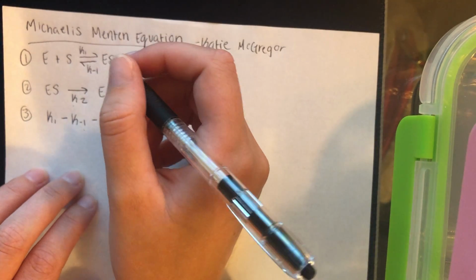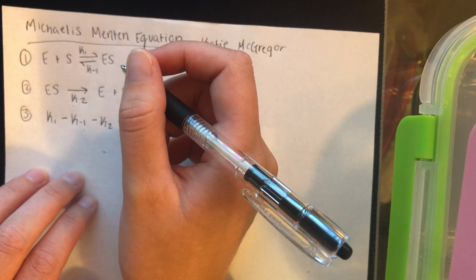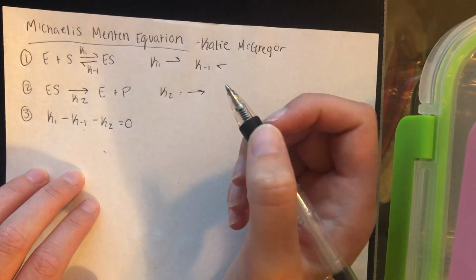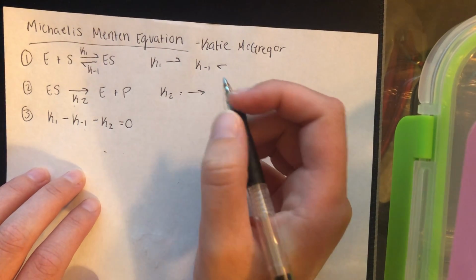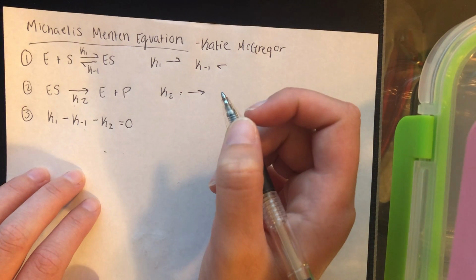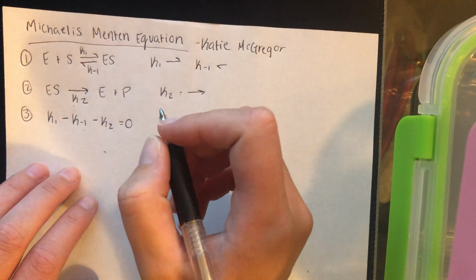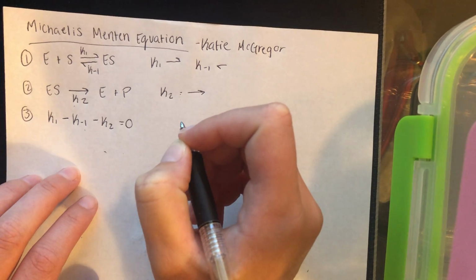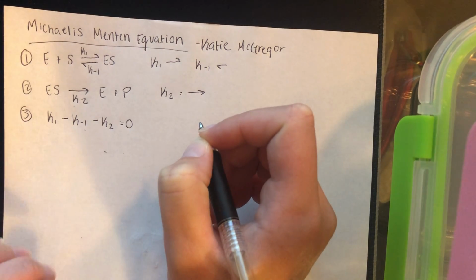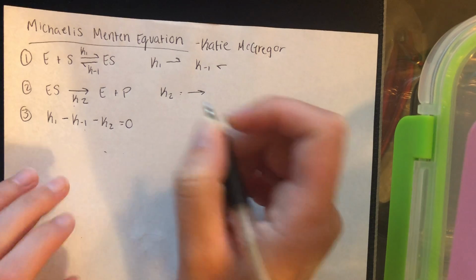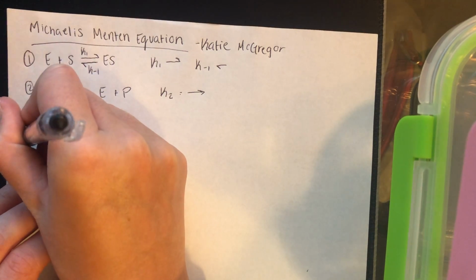So this can be rewritten as the instantaneous rate of change of ES over dt, which equals K1 times concentration E times concentration S minus K negative 1 ES minus K2 ES, all equal to 0. So I'll go ahead and write that out.